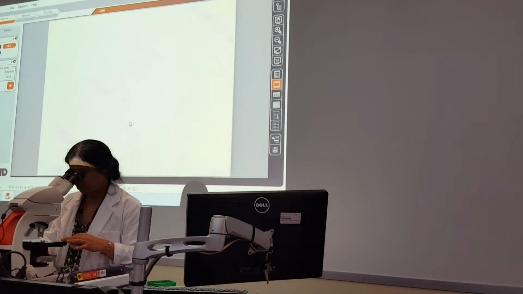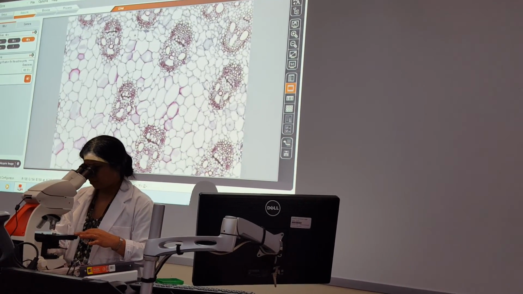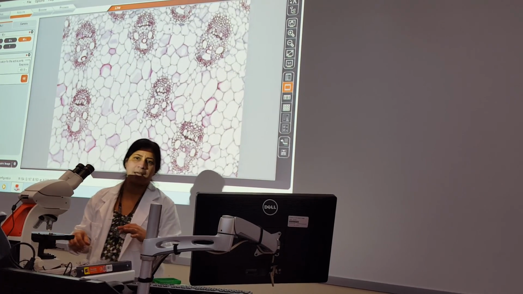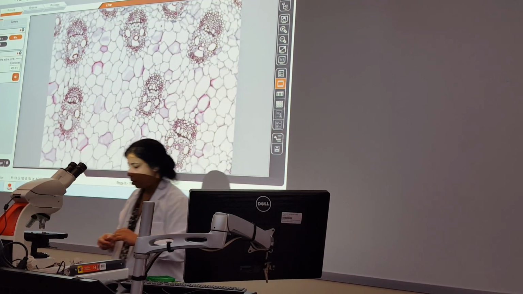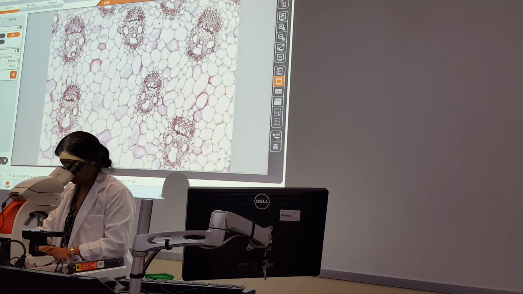What are you looking at? Monocot or dicot? Monocot stem. Very good. Monocot stem. How do you tell the difference? Monkey face. Monkey face? Okay.